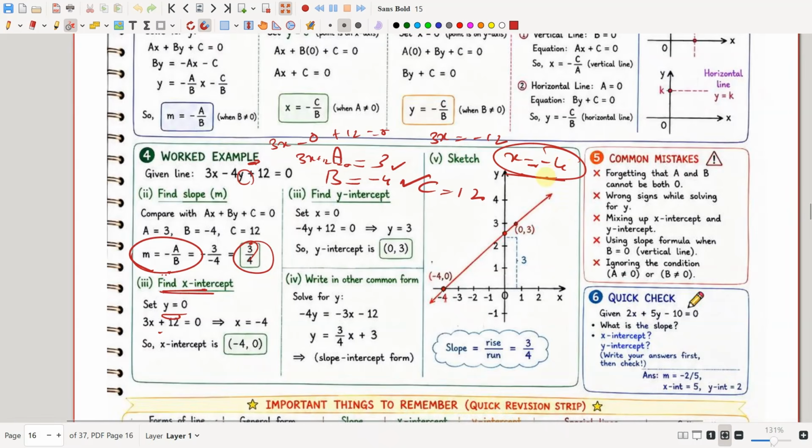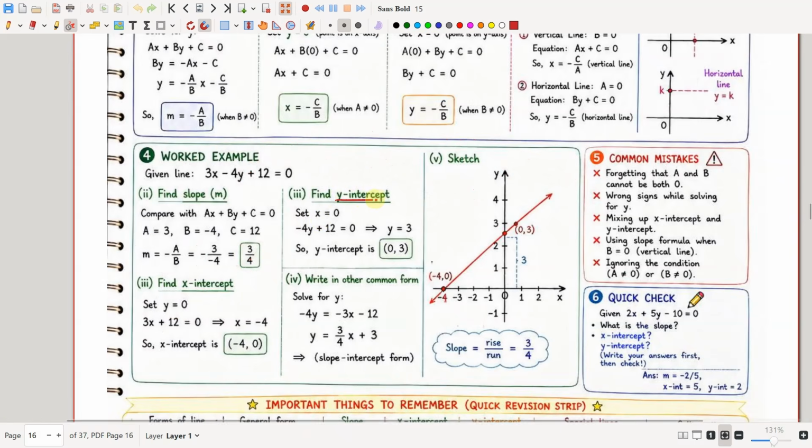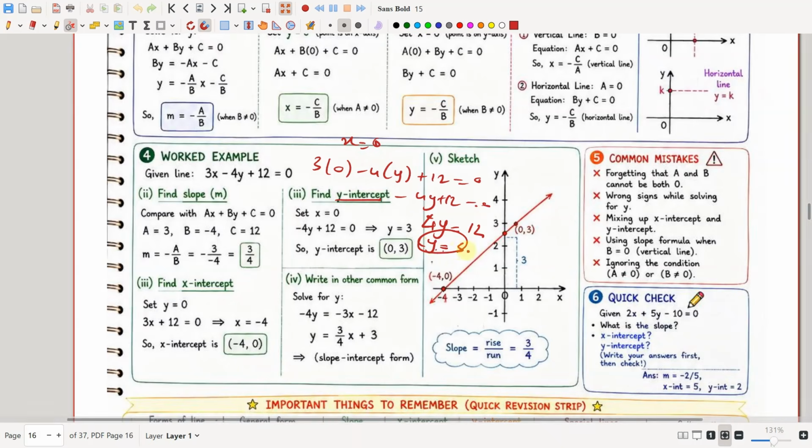So the x-intercept is minus 4, that is minus 4 comma 0. And for the y-intercept, you have to set x equal to 0, which means 3 into 0 minus 4 into y plus 12 is equal to 0, minus 4y plus 12 is equal to 0. Therefore 4y is equal to 12, which is y is equal to 3. The y-intercept is 3. So the point of y-intercept is 0 comma 3, since x is equal to 0 and y is equal to 3.